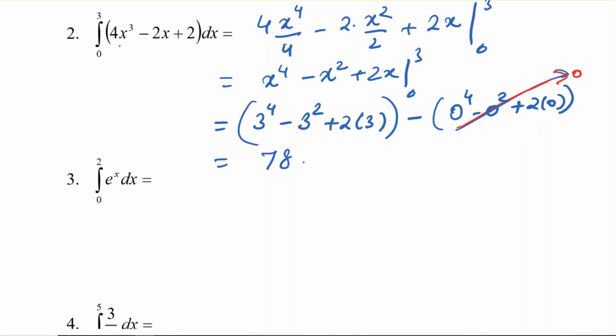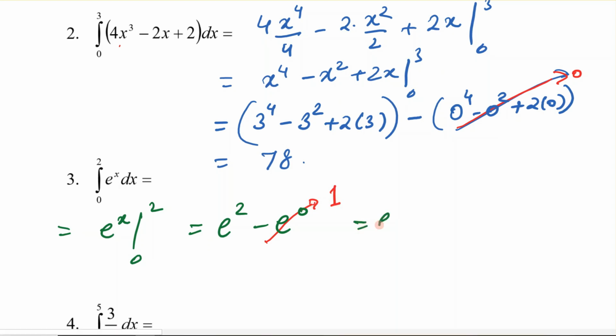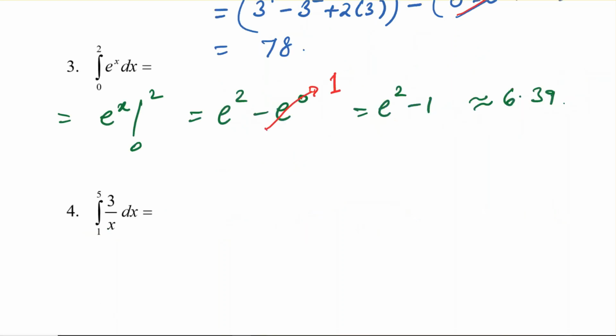All right, in the next one, the integral of e raised to the power x, we know that the integral of e raised to the power x is just e raised to the power x. But then we have limits of integration from 0 to 2. So we plug in the values: upper limit minus lower limit. So e raised to the power 0 is 1. It means we get e raised to the power 2 minus 1. And if you want to convert this to decimal form, this is about 6.39.